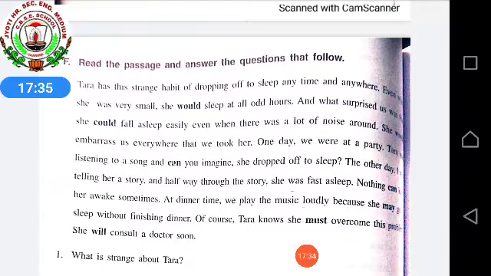Tara has this strange habit of dropping off to sleep anytime and anywhere. Even when she was very small, she would sleep at all odd hours. And what surprised us was that she could fall asleep easily even when there was a lot of noise around. She would embrace us everywhere that we took her. One day, we were at a party. Tara was listening to a song and can you imagine? She dropped off to sleep.